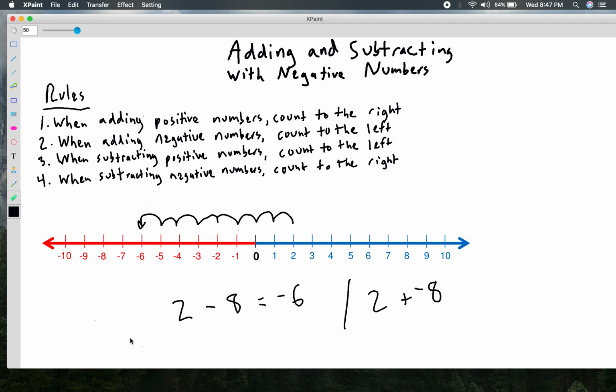All right, so that's rule number 3. It's kind of cool here. If you look at the rules and the pattern that's forming here, we've got 2 and 3. When adding negative numbers, count to the left. When subtracting positive numbers, count to the left. And now rule number 4 is going to be a count to the right situation, just like number 1.